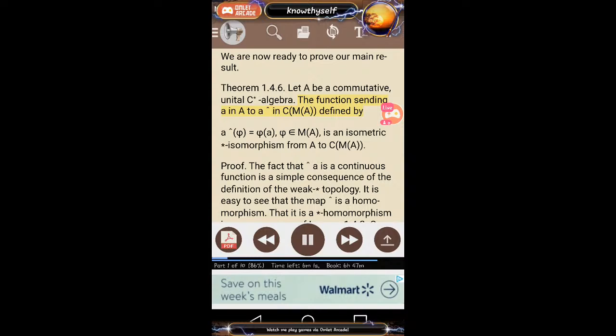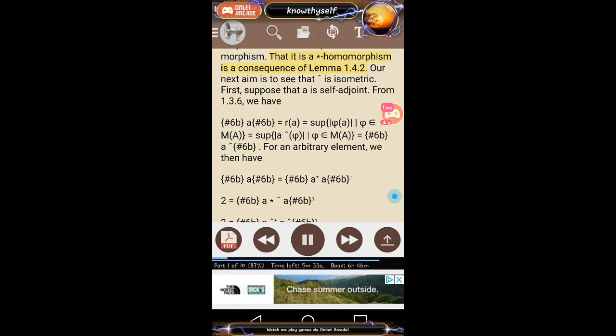The function sending a in A to â in C(M(A)), defined by â(φ) = φ(a) for φ an element of M(A), is an isometric isomorphism from A to C(M(A)). Proof. The fact that â is a continuous function is a simple consequence of the definition of the weak topology. It is easy to see that the map is a homomorphism. That it is a homomorphism is a consequence of lemma 1.4.2.